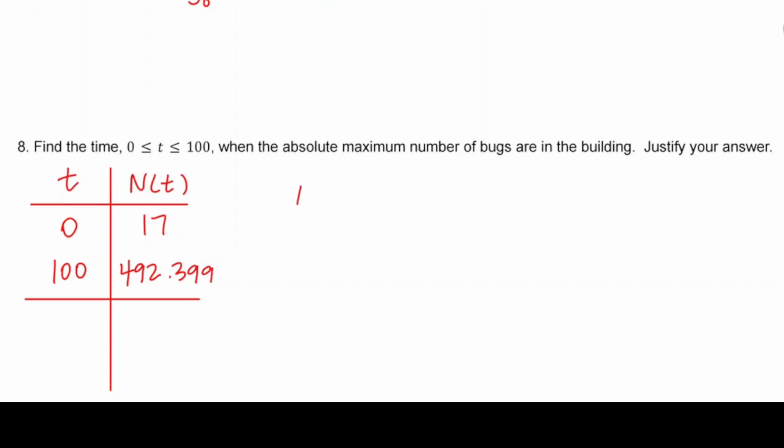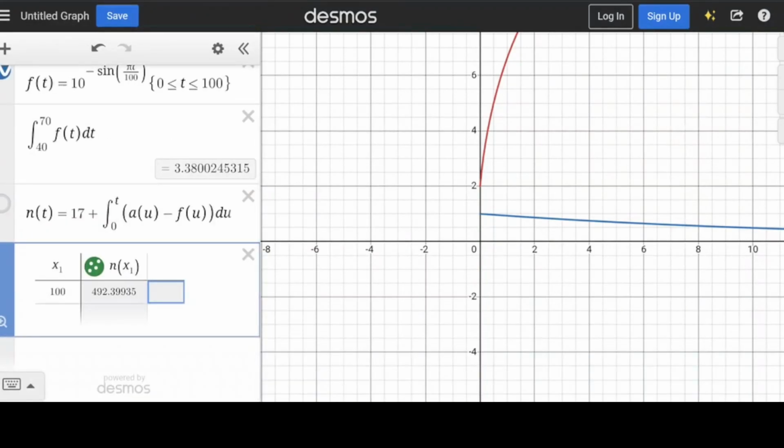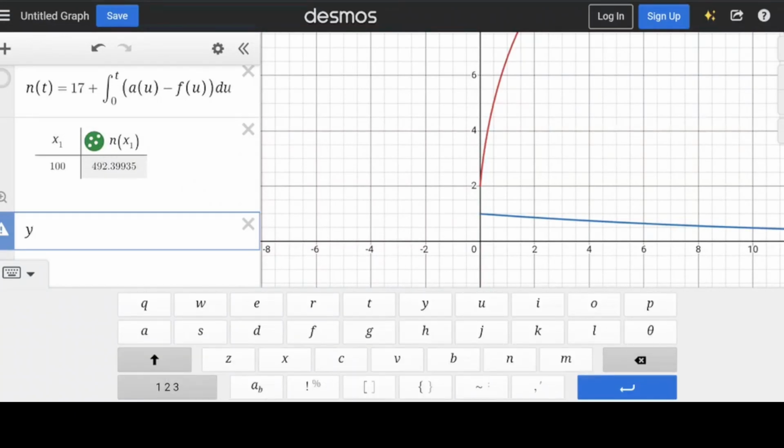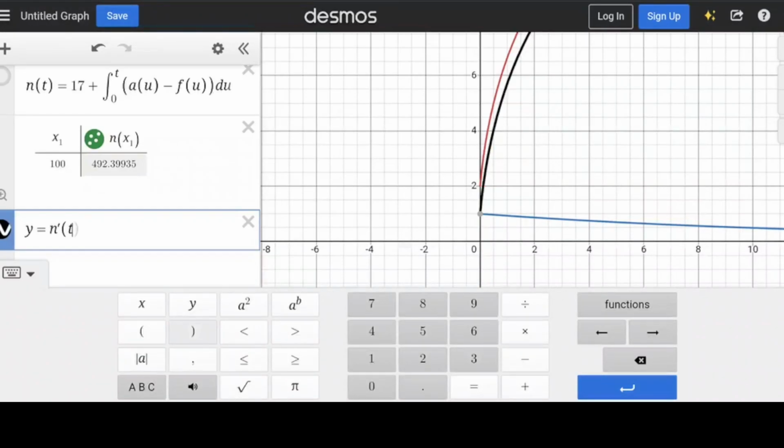And now I need to know when does n prime of t, which I know is equal to a of t minus x of t, because I've written that down a couple of times, when is that equal to 0? I'm going to need to figure that out, and so I'm going to go over here and ask it to graph the derivative of n. You could say a of t minus f of t, but I'm just going to say y equals n prime, because that's really what I'm interested in. The derivative of the total is hitting 0. So that's graphing in black, and I'm interested in where this equals 0.